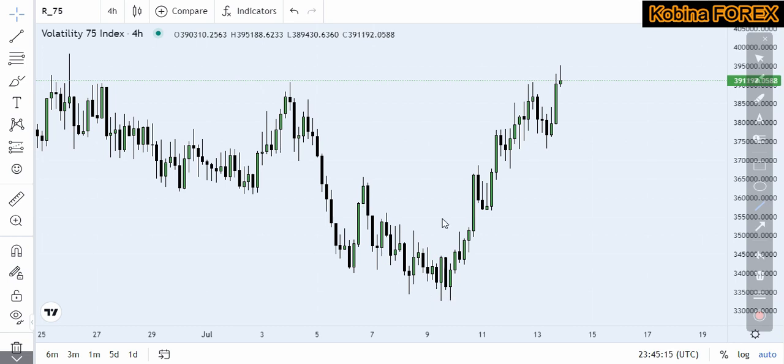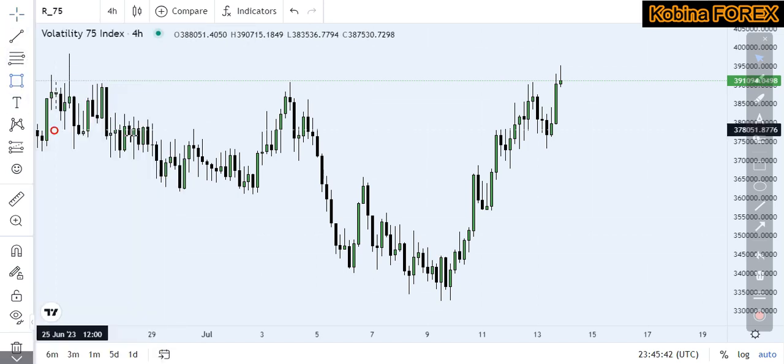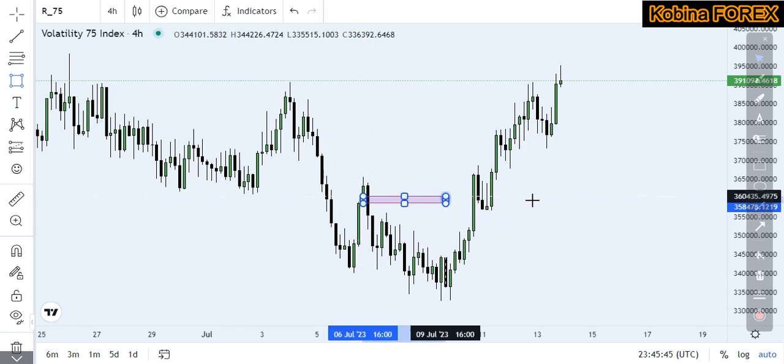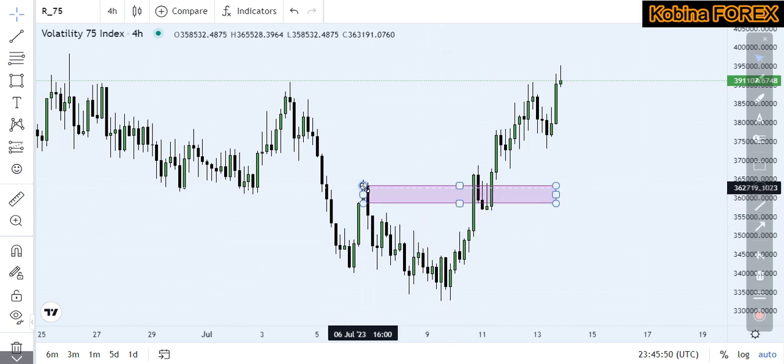Where would you expect your order block? Can you see an order block resting inside this area? Yes, beautifully, I can see an order block. Let me just put some action here so that we can clearly see our order block. All right, so this is our order block. Beautifully, this is our order block.